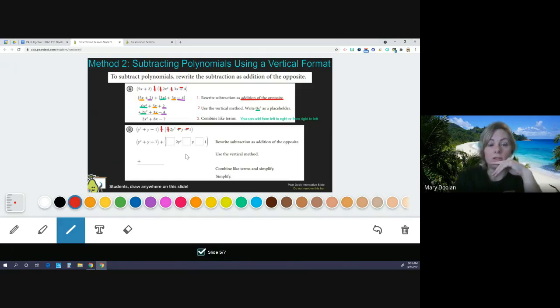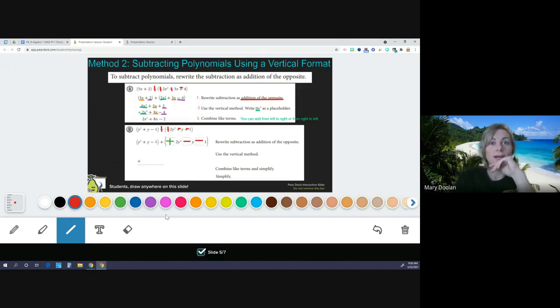All right, so right here, this is just for the symbols. This turned into a plus. This turned into a plus. It's positive 2y squared. This turned into a negative y, or minus y. And this is minus 1. And so once you've changed it, that's an addition problem. Now you can set it up for the vertical method.